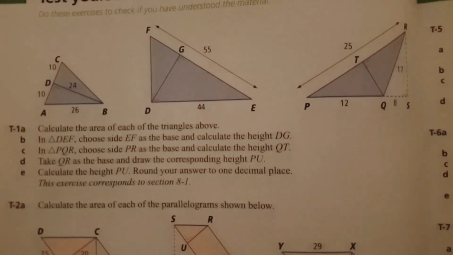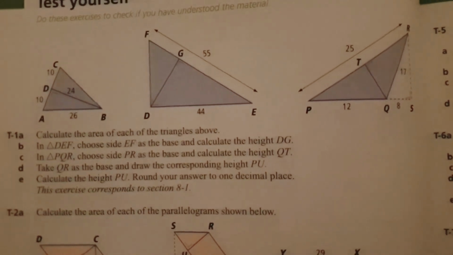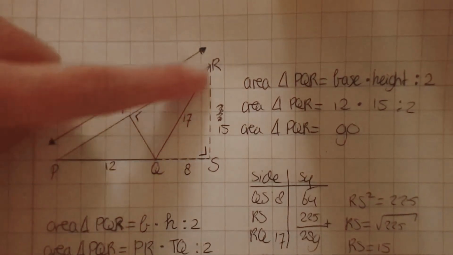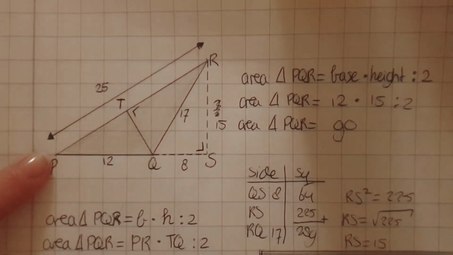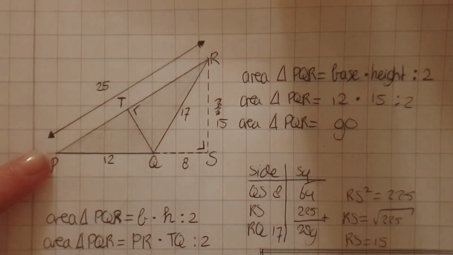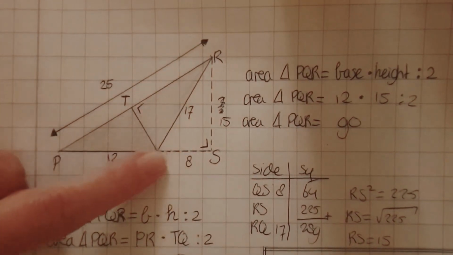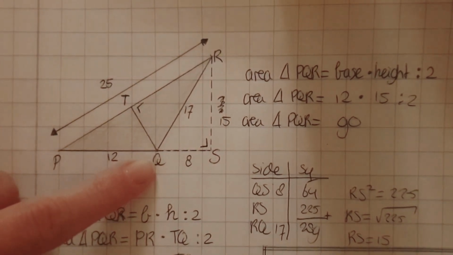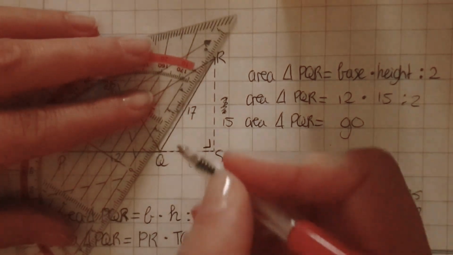Exercise T1D says take QR as the base and draw the corresponding height PU. So I have to take QR as a base, which is this line, and I have to take PU as the corresponding height. There is no U here, but there is a P. So you know what, since there is no corresponding height, when I look at the base QR, I have to make it. So I'm going to extend line QR, and I'm going to do that with dotted lines.